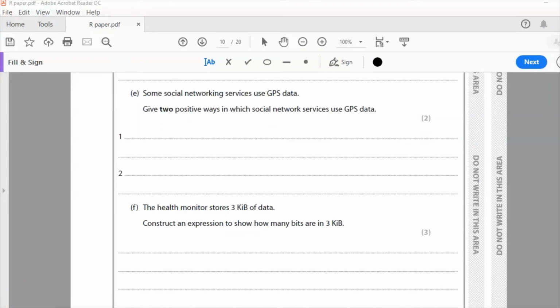Question E. Some social networking services use GPS data. Give 2 positive ways in which social networking services use GPS data. So this one's looking at the positives. There are obviously a lot of negatives, but there are some positives as well. Positives are that you can locate where your friends are. It can provide targeted marketing. If you're looking for some specific service, it can provide that for you. You can tag photos by location. You can locate people who are in need of assistance.